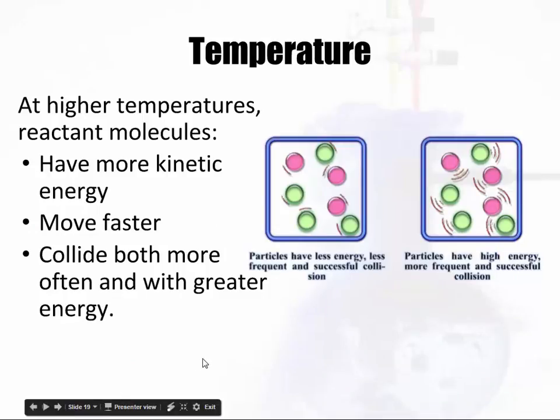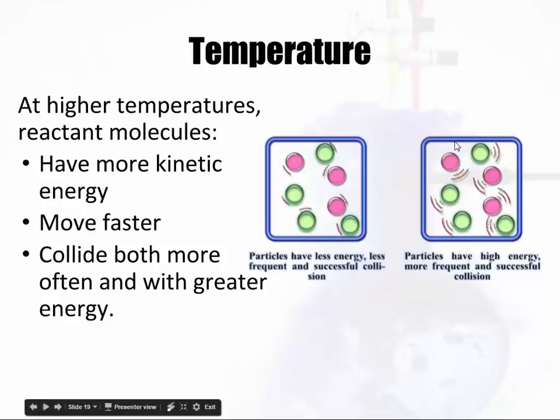So the third way we can change the rate of a reaction is by temperature. So the higher the temperature is, the more kinetic energy a molecule is going to have. So what is kinetic energy? Kinetic energy is energy related to the motion of the particles. So the faster they're moving around, the more kinetic energy they have, the greater chance of colliding. So at higher temperatures, the molecules are moving around a lot faster.